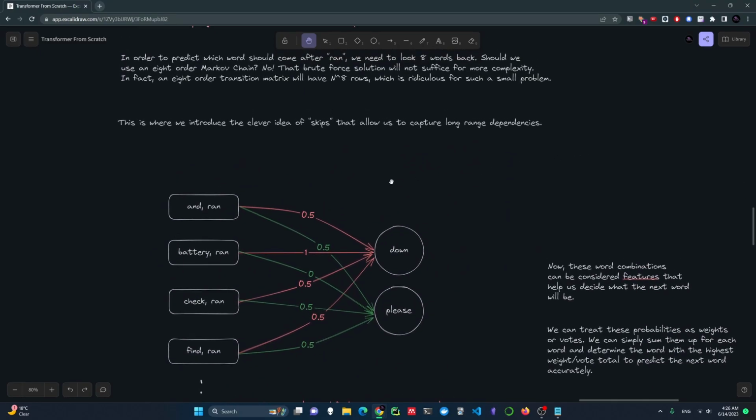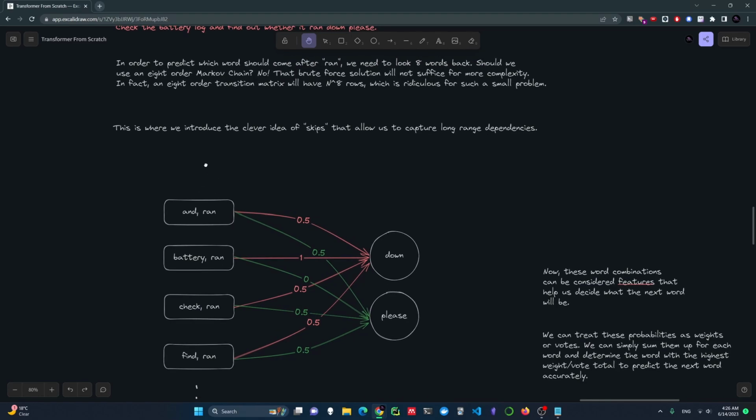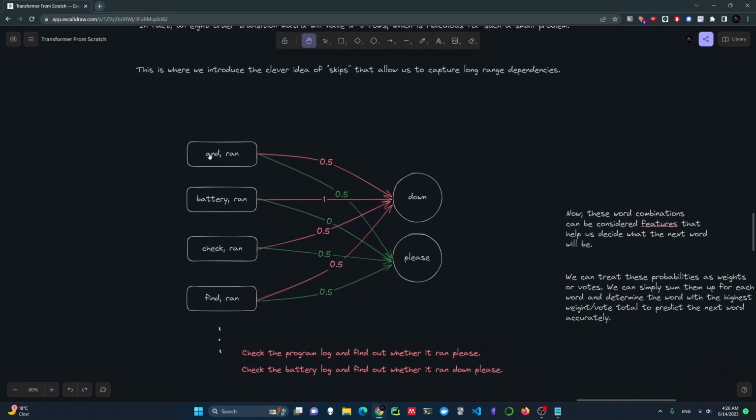Okay, so for second order sequence models with skips, we simply just have 2 words, right? So these don't have to be together, right next to each other, like a basic second order sequence model without skips, just a second order Markov chain. With skips, we can skip words like battery and ran. These 2 words are not adjacent to each other. We are skipping, right?